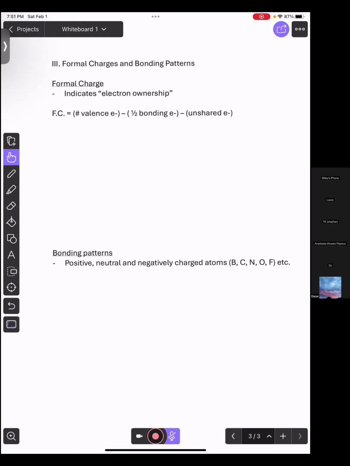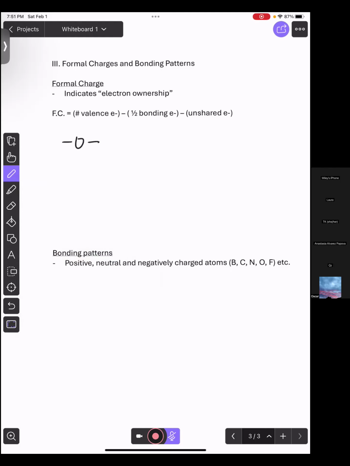So how do we calculate it? It's a very straightforward formula. It's the number of valence electrons, which it normally has, minus half of the bonding electrons, minus the unshared electrons. That's just a bunch of numbers and statements. Why don't we just do an example?